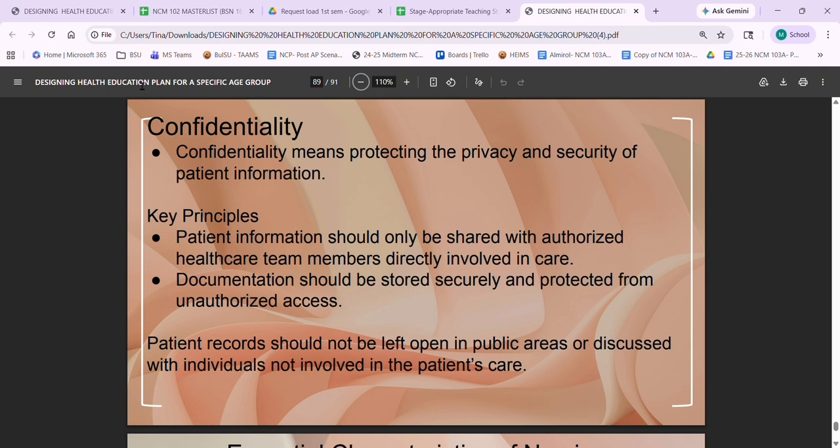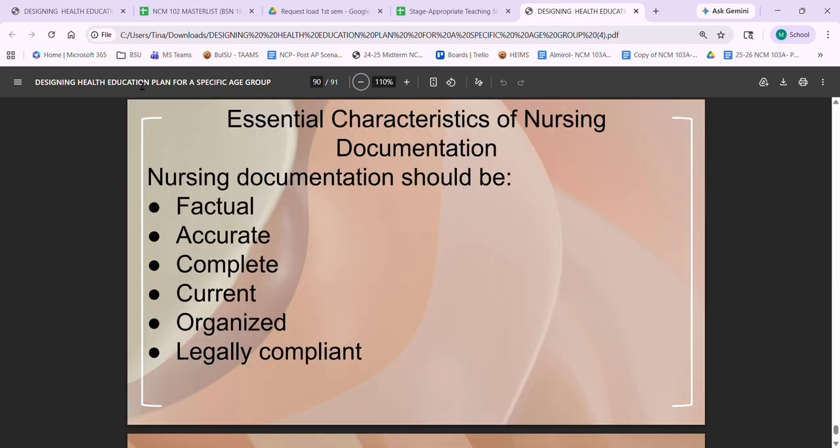Confidentiality, so it means protecting the privacy and security of the patient information. Very important too. I believe, for sure na-discuss din to sa inyong fundamentals. Okay? Patient information should only be shared with authorized healthcare team directly involved sa care. It should be stored securely and protected from unauthorized access. Okay? So let's say health education mo. Okay? Medyo sensitive yung case ni patient. Okay? Tapos pakalat-kalat yung health education mo na plan. Okay? So malalaman, si bed ganito pala, may ganito kasi binibigyan siya ng education about this disease. Okay? So very important yung confidentiality.